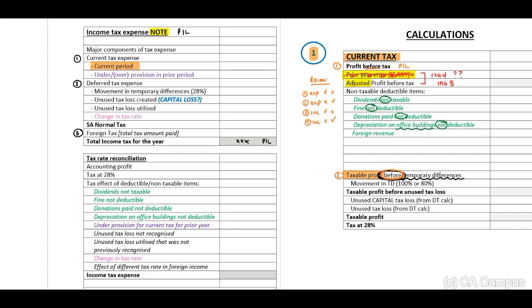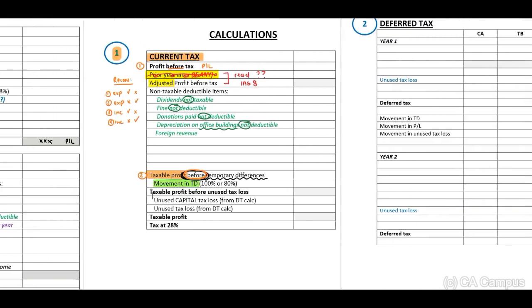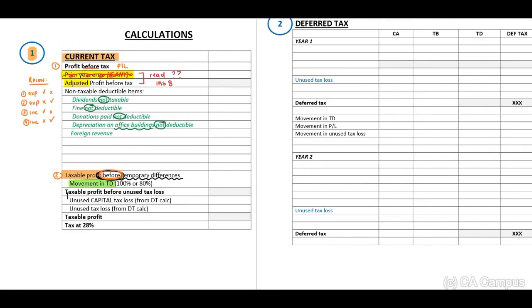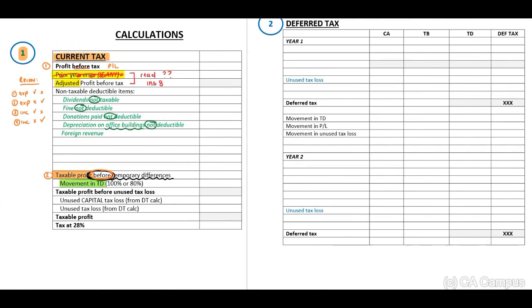Then we need to determine the movement in terms of our temporary difference. Remember, focus. We are busy calculating our current tax. Now, we need to refer to our deferred tax calculation, which is our calculation number 2. Right. If we look at the movement, what does this mean?